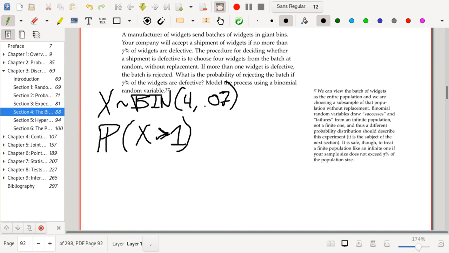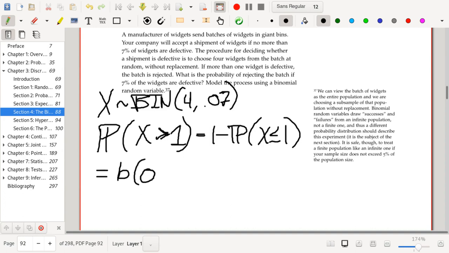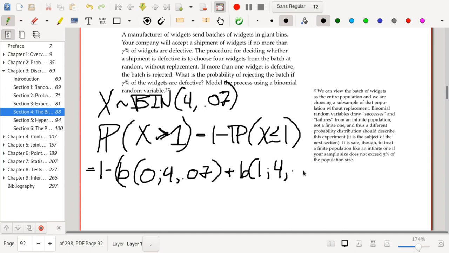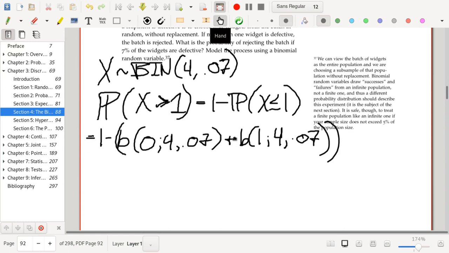All right, so this is the probability we want to compute. We want to compute the probability that X is greater than 1, which is equal to 1 minus the probability that X is less than or equal to 1. And at this point, you could say, all right, let's go to R and compute this. And I'm going to say, no, we're not going to do that. We're going to instead compute this by hand. This is going to be the PMF at 0, for parameters 4 and 0.07, plus the probability mass function at 1. Oh, I'm sorry, I need to say that this is equal to 1 minus parentheses, all that stuff. That's correct. And now we need to compute each of those probability mass functions.